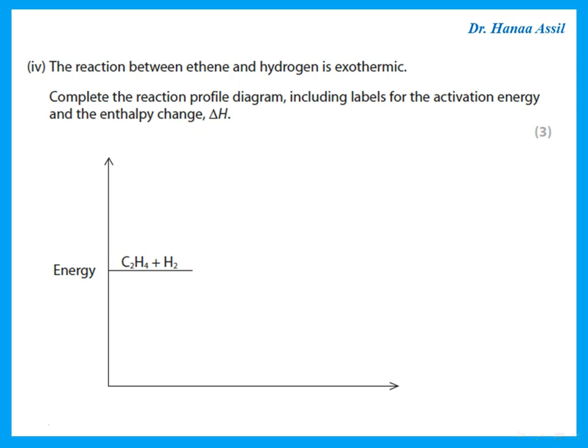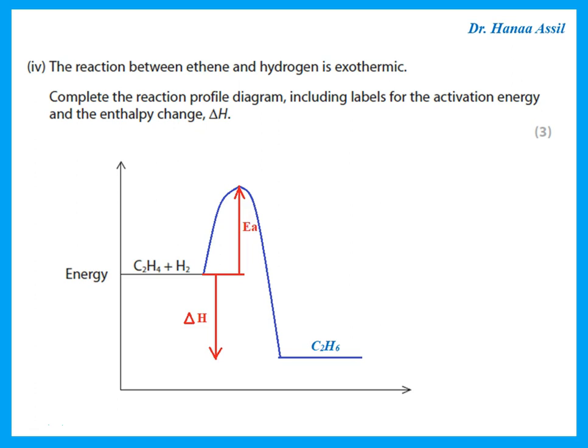Again, we said reaction profile diagram means you show where is the activation energy, where is the enthalpy change. Exothermic means the products are where? We said exothermic means the reactants lose energy, and that means that the products will have lower energy. So the products are lower than the reactants because it's exothermic. Now, where is the activation energy? It is the difference in energy from the reactants to the top. Where is the delta H? From reactants to products.